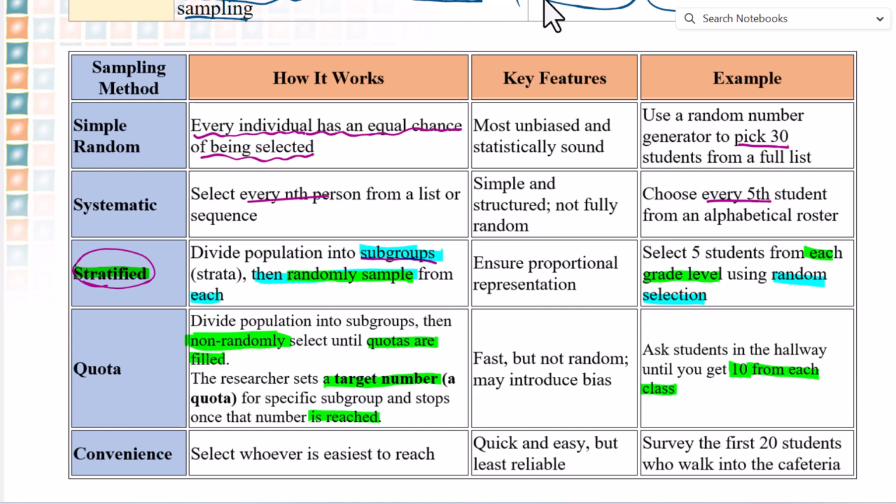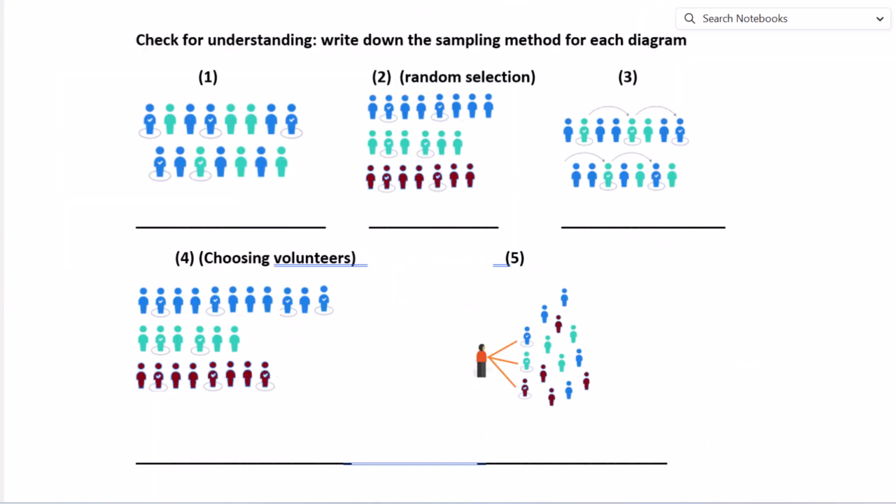Convenience. Select whoever is easier to reach. For example, survey the first 20 students who walk into the cafeteria. Check for understanding. Write down the sampling method for each diagram. You can see diagram 1 is simple random sampling.